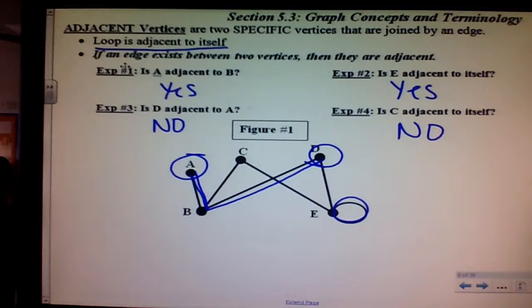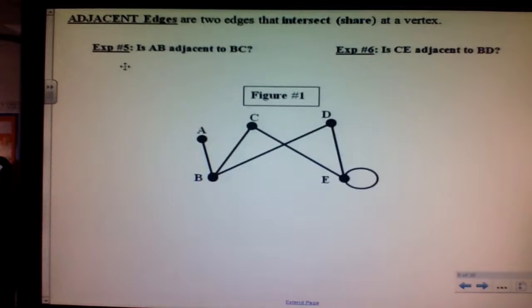Okay, so points can be adjacent and your edges can be adjacent. If your edges are adjacent, they must share a point in common. Just like I did D to A, these two edges are adjacent to each other because they share this point in common. So two edges that intersect or share a vertex. Is AB adjacent to BC? Yes, because they share B.